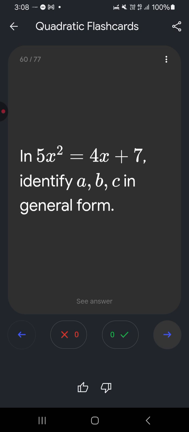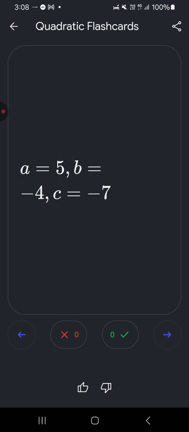In 5x square is equal to 4x plus 7, identify A, B, C in general form. A is equal to 5, B is equal to minus 4 and C is equal to minus 7.